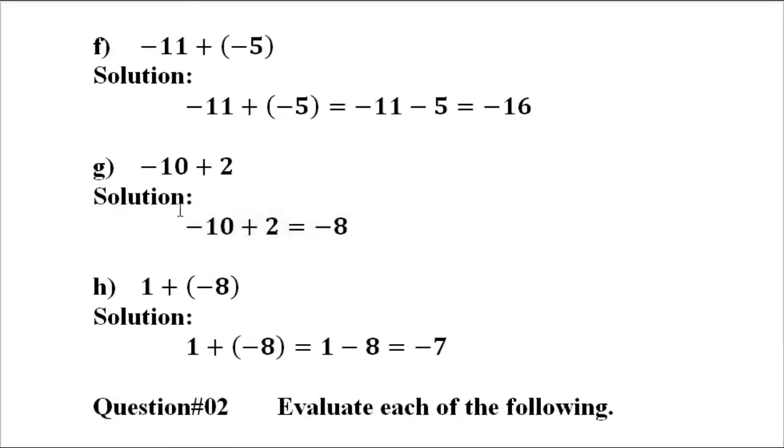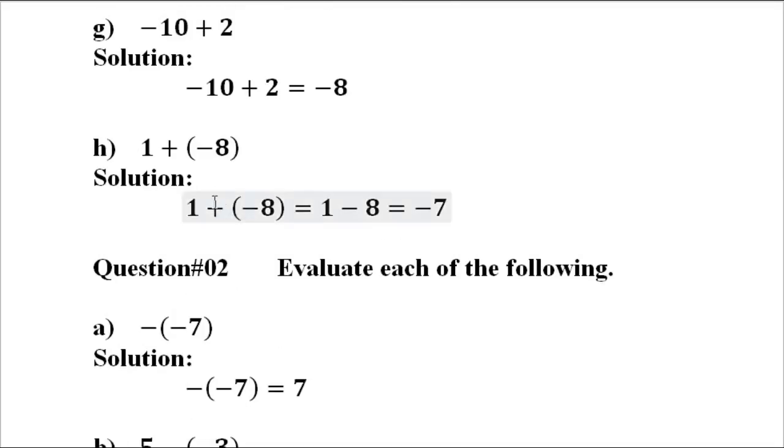Moving on to number 7, we have negative 10 plus 2. Two numbers with unlike signs. Here, negative 10 is less than positive 2, but the absolute value of 10 is definitely greater than the absolute value of 2. Therefore, negative 10 plus 2 results in negative 8.